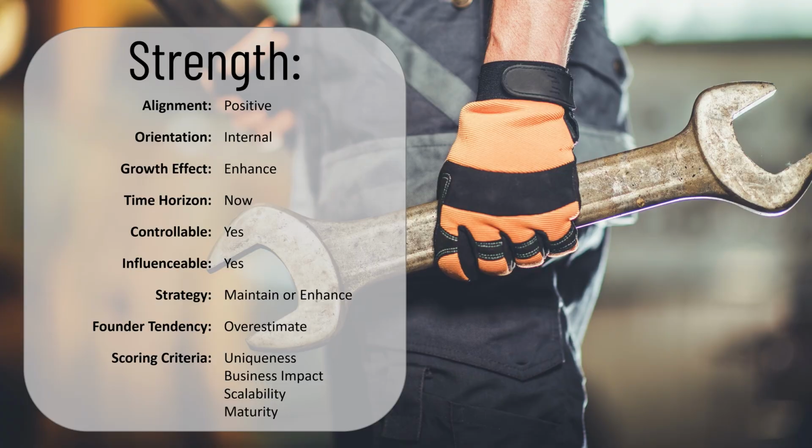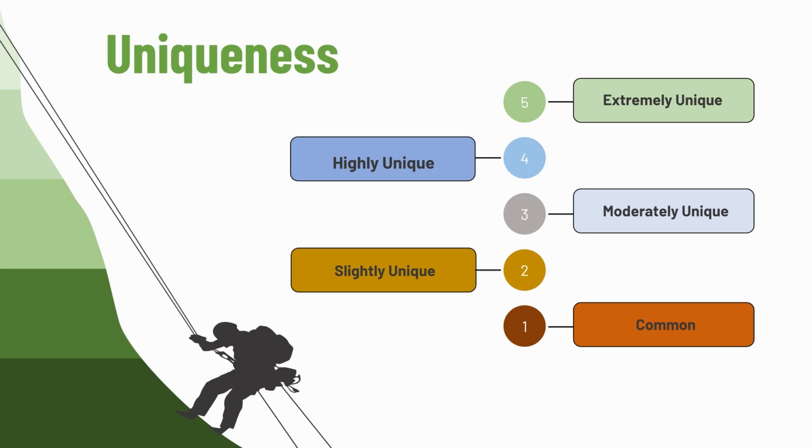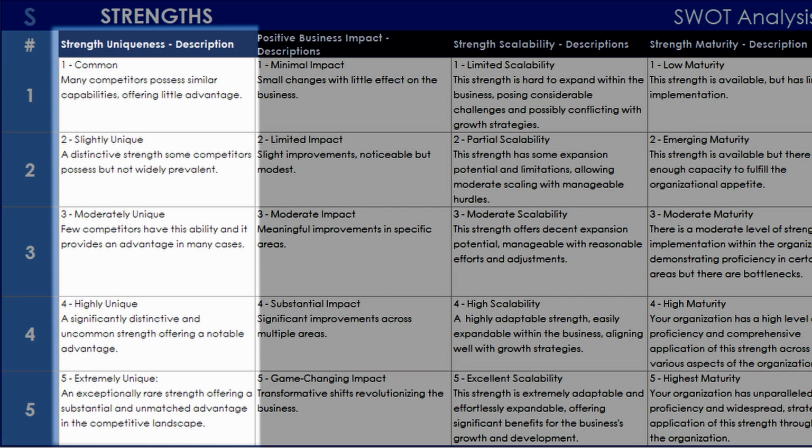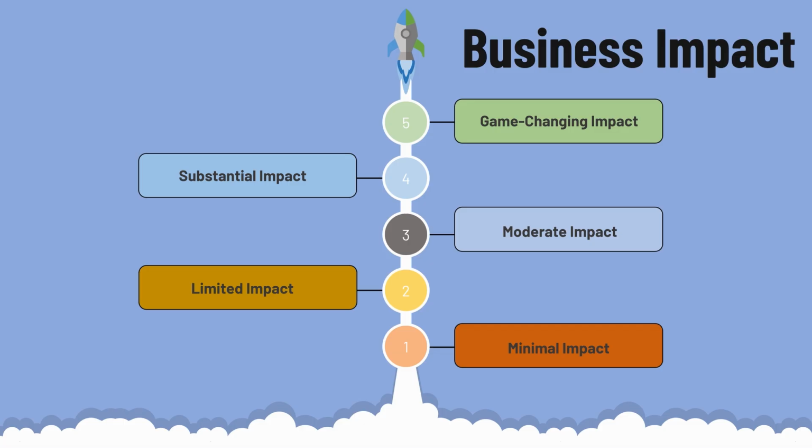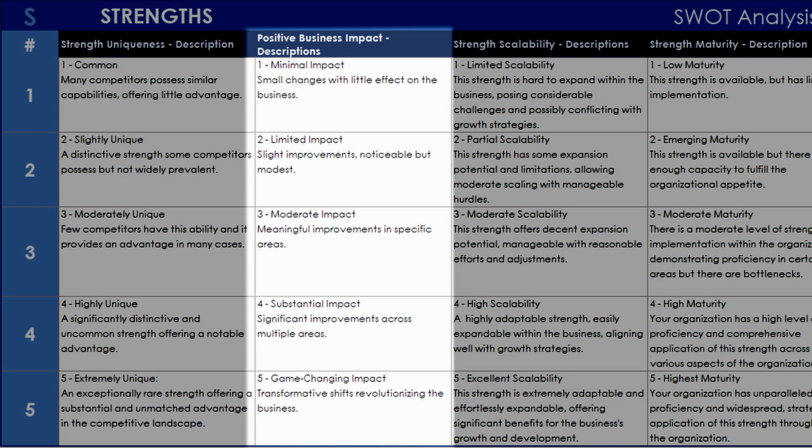When we score these, we can score the uniqueness based off of commonality. On a range from common, where many competitors have similar capability, offering little advantage, to extremely unique, which means this is an exceptionally rare strength with a substantial and unmatched advantage in the competitive landscape. For business impact, this could have a minimal impact, where it has small changes and rarely affects the business, up to a game-changing impact, providing transformative shifts, revolutionizing your business.